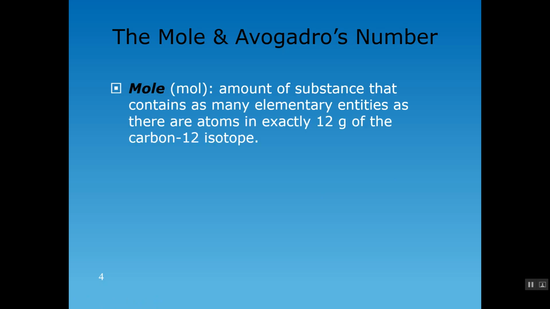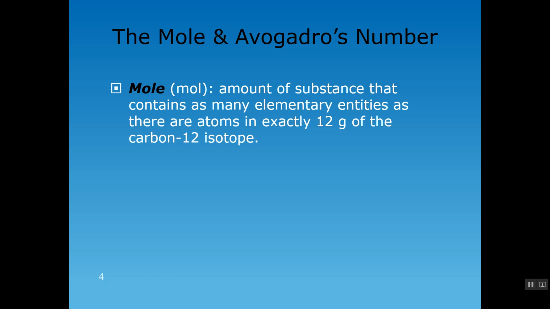All right. So let's talk about what we mean by the term mole. And as you can see here, by definition, a mole is an amount of substance that contains as many elementary entities as there are atoms in exactly 12 grams of the carbon-12 isotope. So this definition is based on what is present in exactly 12 grams of carbon-12, right? So by definition, 12 grams of carbon-12 would be equal to 1 mole.